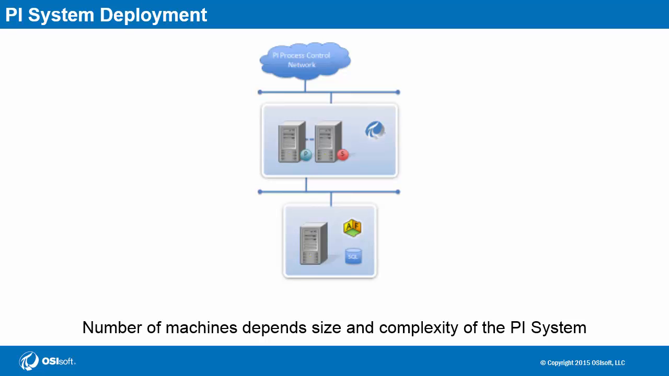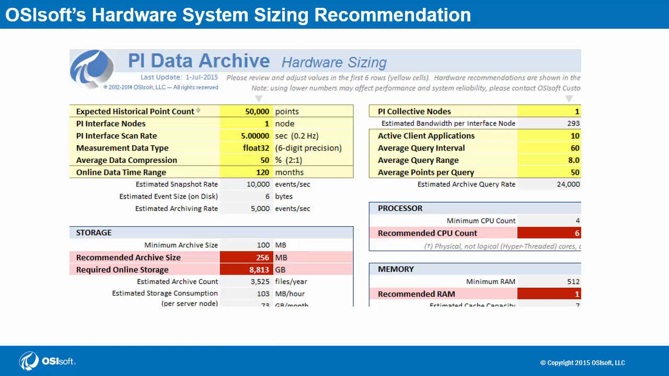Now, if we look at the individual computers, OSIsoft provides a hardware system sizing recommendation spreadsheet, shown here, which helps with selecting hardware for Pi system applications. This file can be downloaded from the OSIsoft technical support site, and it's also located on the machines in the virtual learning environment.